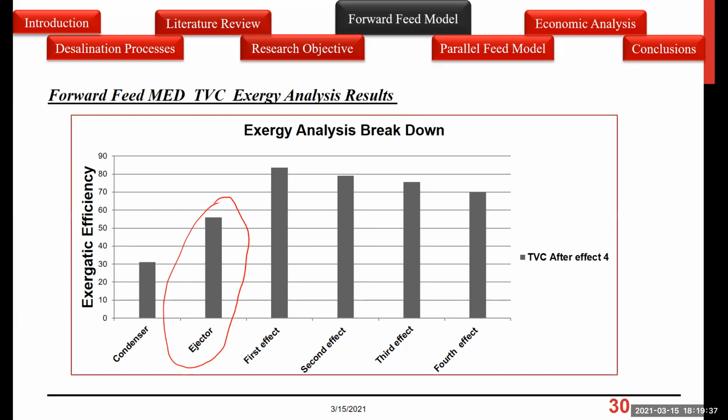patents that have been made or experimental work to come up with new configurations of the ejectors have been there, but still it needs further improvement to have higher performance. And you can see here, relatively speaking, that it has a lower exergetic efficiency.